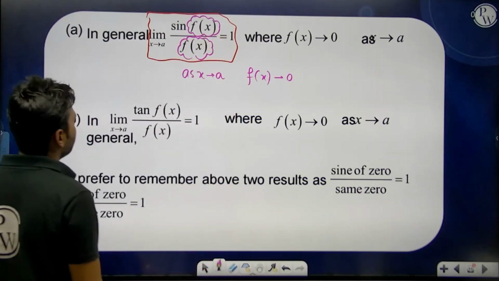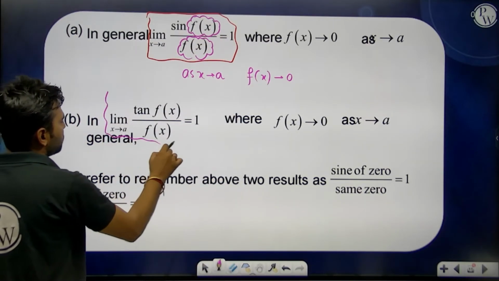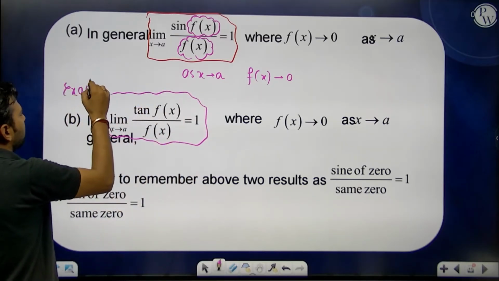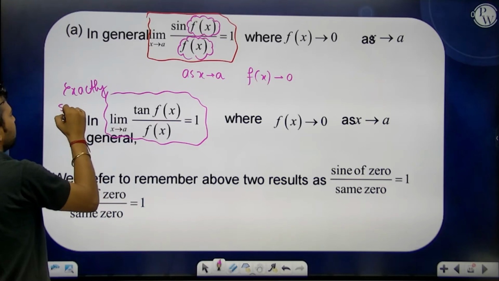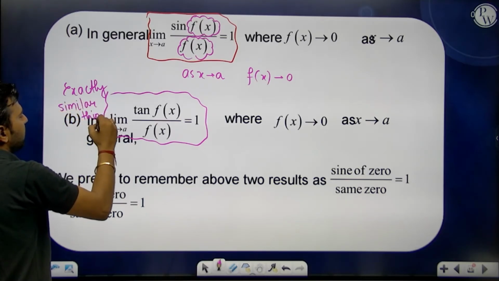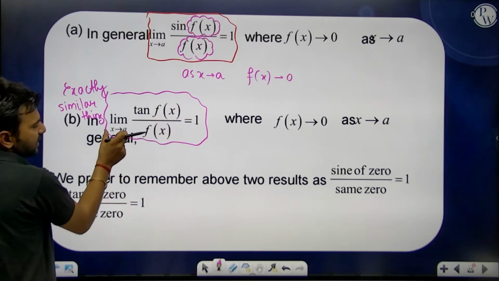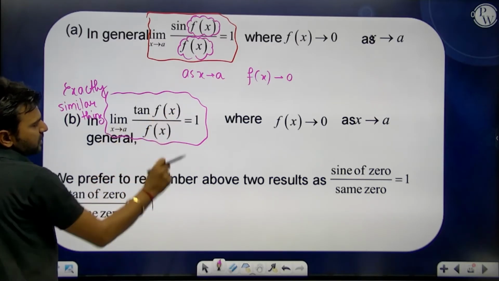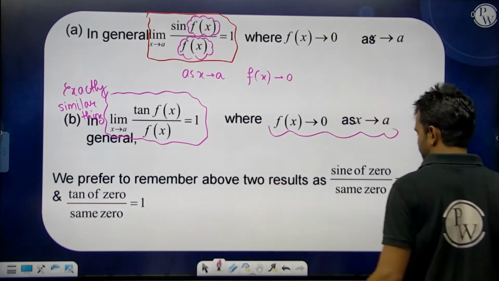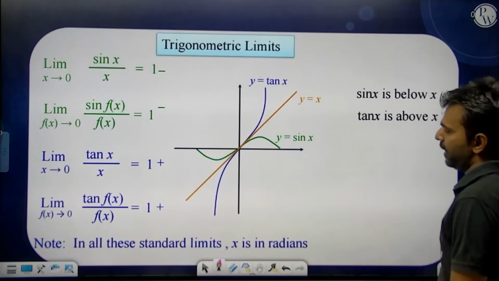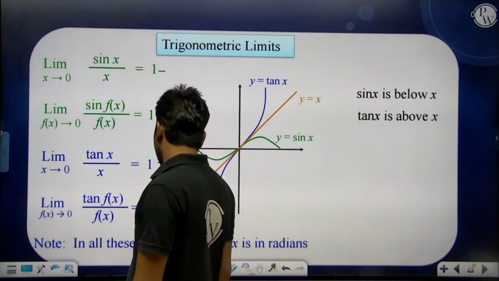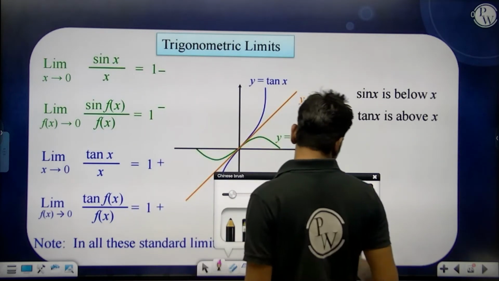The same thing happens with tan as well. These two things are the same, and as x is moving towards a, this f of x is moving towards 0. Then we say that the value of this limit is equal to 1. Okay, number 1. This is something different. Let me tell you this particular thing.